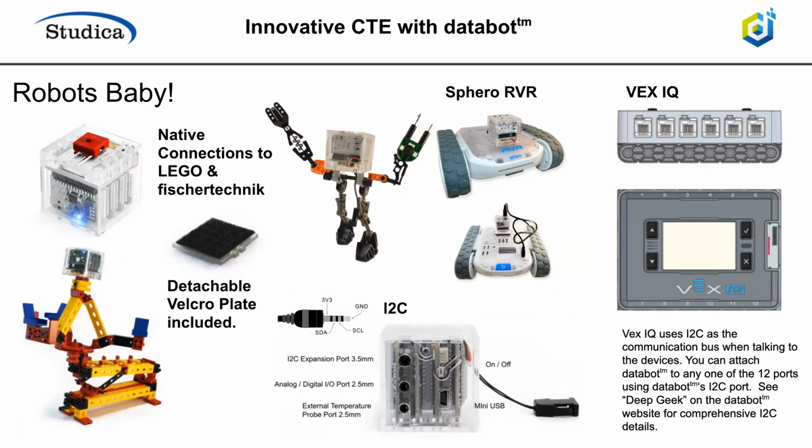hack your own sensors and integrate them with databot. You can also take the I2C feed off of all of the different sensors that are on board and feed them into your own device. For example, the Sphero rover has an I2C port that you'd be able to take data from and create autonomous behaviors based on sensor data that you're picking up. You can also integrate it with VEX, same approach, I2C.